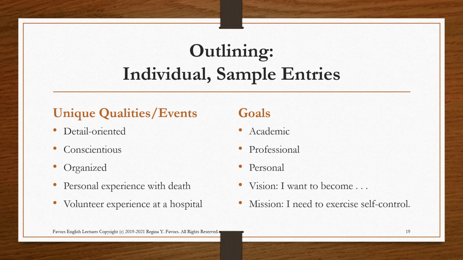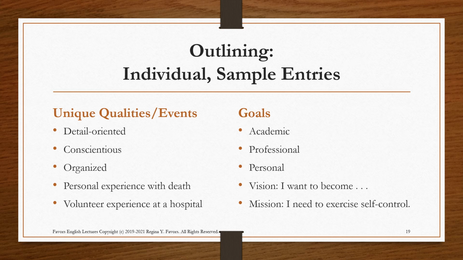So then if we are outlining individually, a person could think about, and these are examples, what are your unique qualities and events? So you are a detail-oriented person, conscientious, organized. You might have had a personal experience with death as a personal event. And then you may bring in events like when you volunteered at a hospital or volunteered for a food drive or something like that. And then you connect it, or have students teach students how to connect it to their anchor, which is to become X, right?